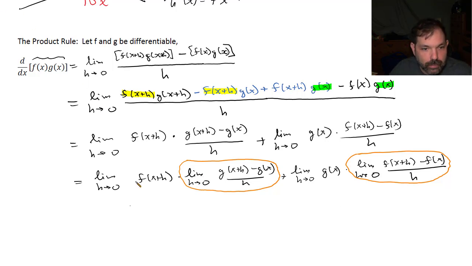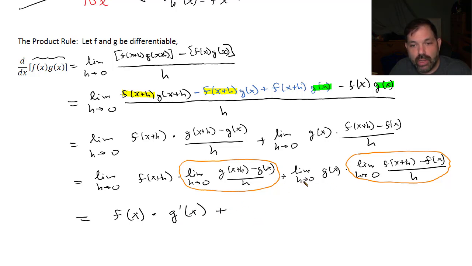So, this then becomes, let's see, the limit with h approaching 0 of f of x plus h, that would just be f of x. The second factor here is g prime of x, plus the limit with h approaching 0 of g of x. Hey, that doesn't even depend on h. That's just g of x. And then the second factor here is f prime of x.